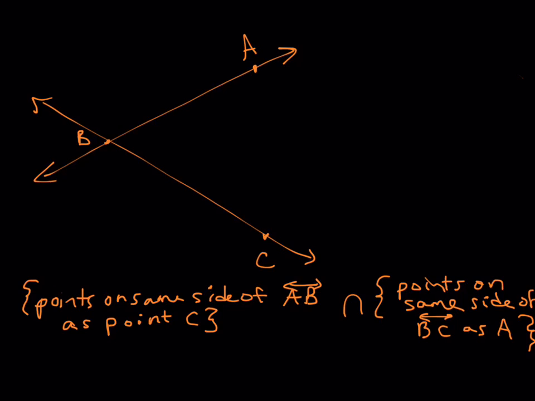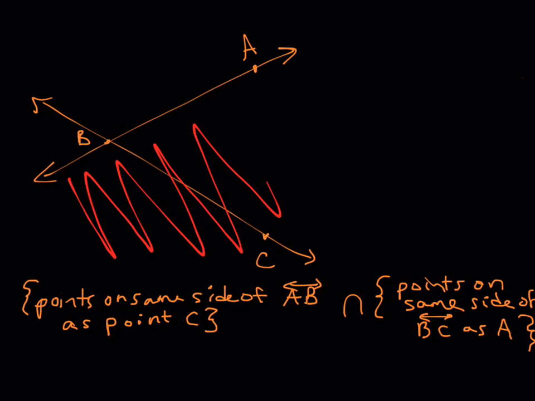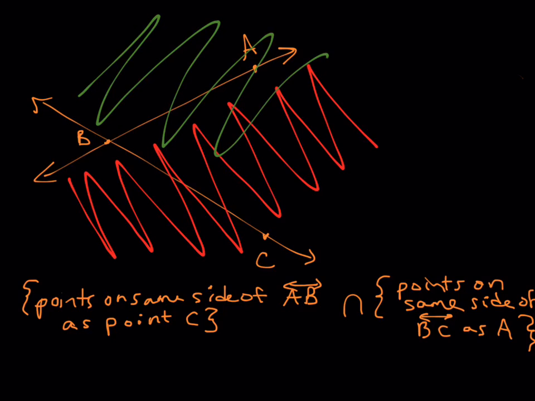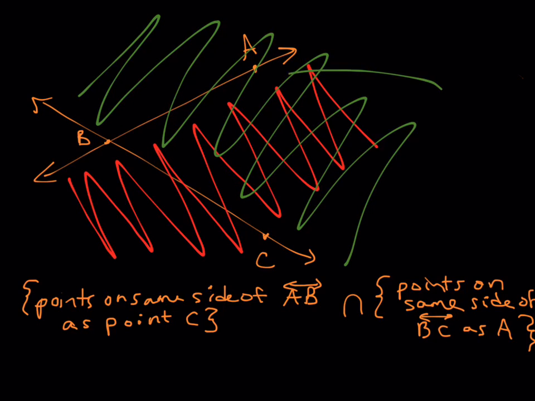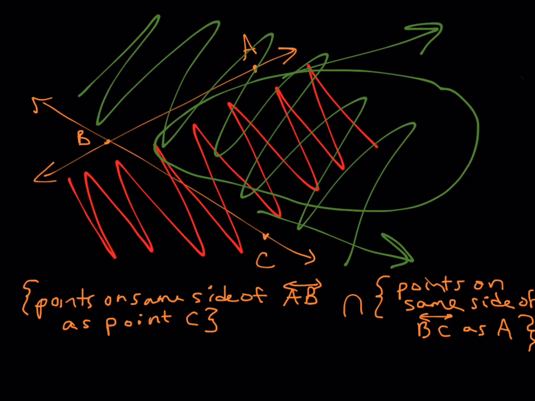All right, so let me shade this to show you this. So the points on the same side of AB as point C, that would be all of these points. All right, and then points on the same side of BC as A would be these points. Right? And then you can see where the shading overlaps. It's in here, and it would sort of continue out. Okay? And that's what we mean by the interior of the angle.